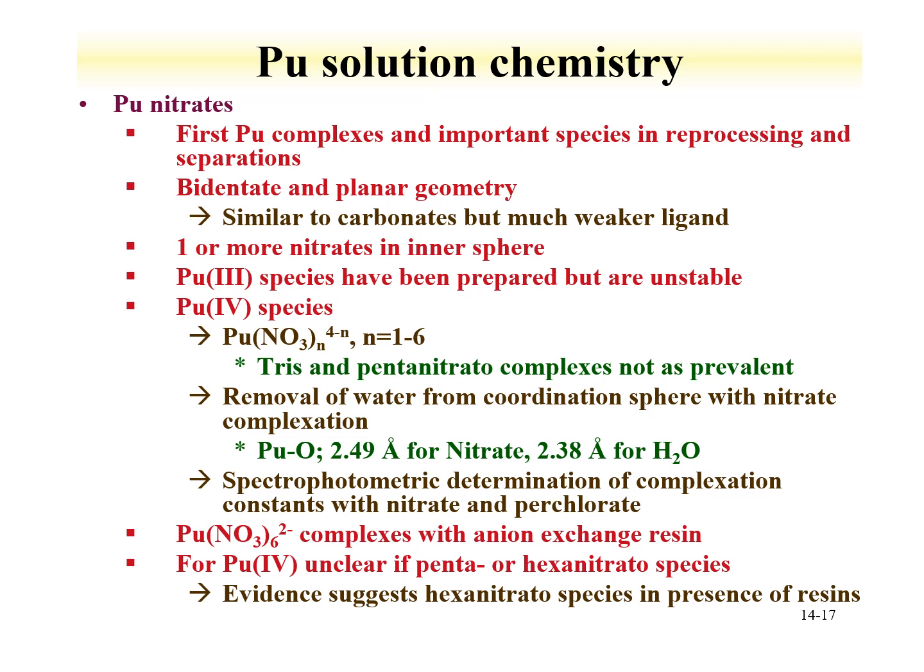Plutonium 3 compounds have been prepared but are somewhat unstable. The plutonium 4 species can have nitrates from 1 to 6 coordination. It's found that the tris and pentanitrato complexes are not as prevalent. The complexation constants have been evaluated spectroscopically. And the anionic species, for instance, this plutonium 6 nitrato -2 species, is an important species for anion exchange. However, sometimes if you look in the literature, it's unclear if it's the penta or hexanitrato species for plutonium 4 that's driving anion exchange.